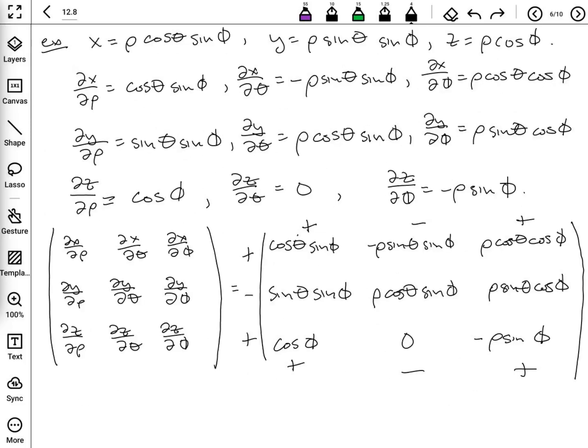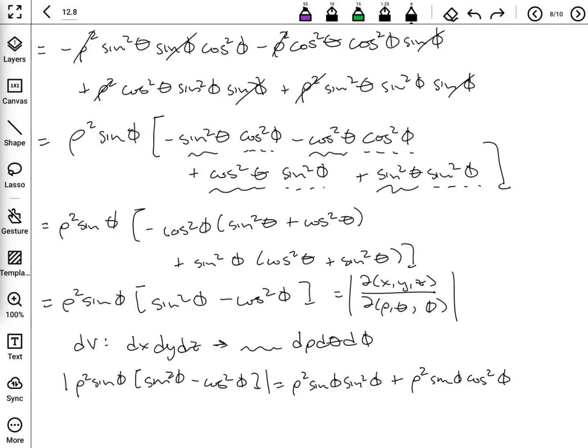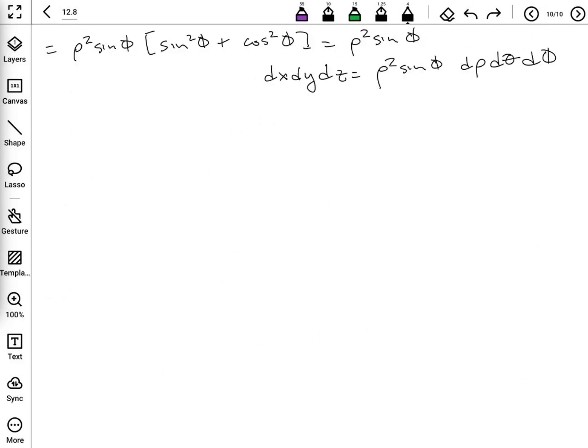And that's it for the 3x3 example. Next up, I'm just going to do one where we're reversing the change of variables, just because you might be curious about that.